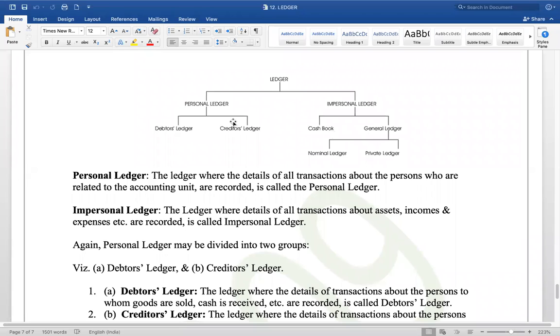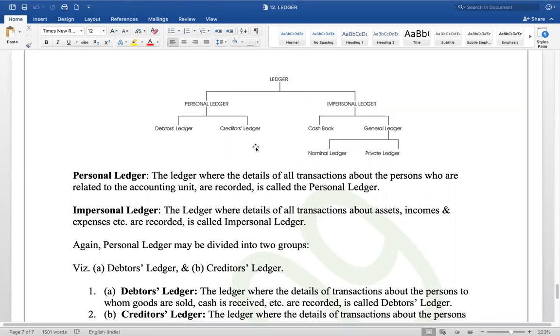Let me tell you about the debtors ledger. All the people, customers who purchase goods from us on credit are debtors. We maintain a separate book to account for the goods that they are taking on credit. That's called debtors ledger or debtors book or receivables book. And creditors ledger. What is this creditors ledger?